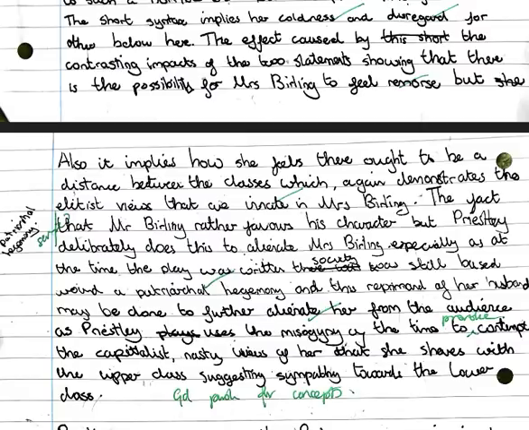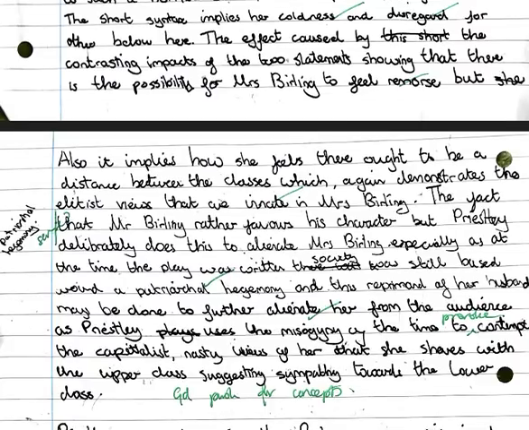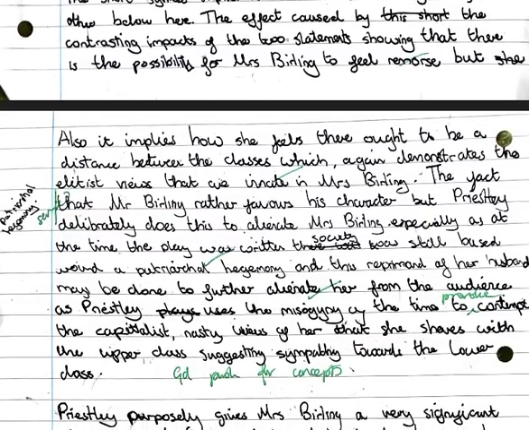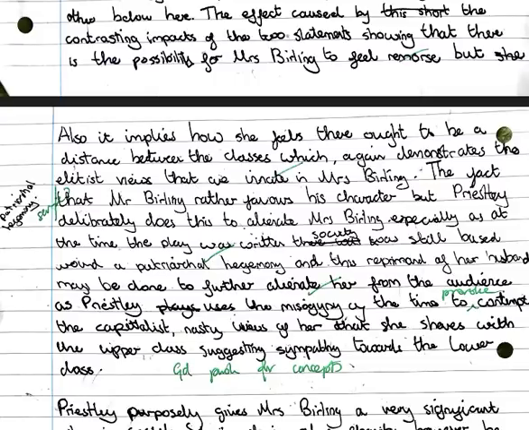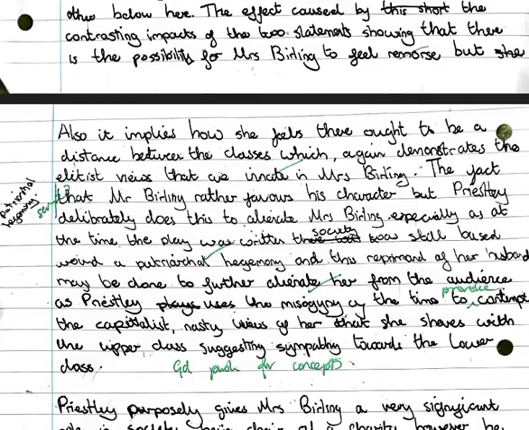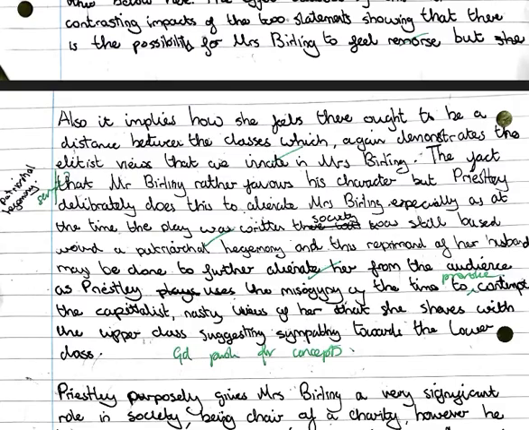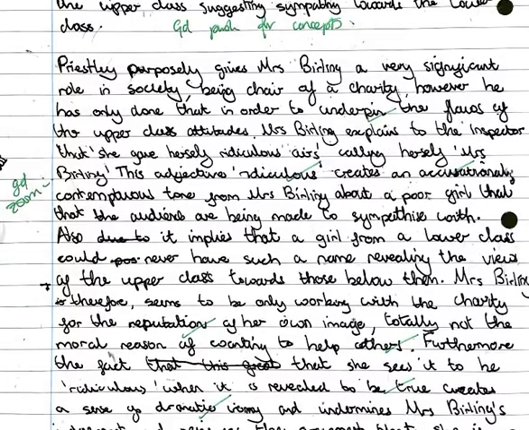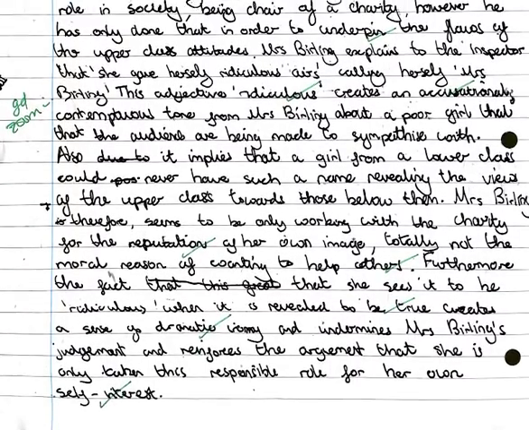The fact that Mr. Birling rather favours his character, but Priestley deliberately does this to alienate Mrs. Birling, especially as, at the time the play was written, society was still based on a patriarchal homogeny, and this reprimand of her husband may be done to further alienate her from the audience, as Priestley uses the misogyny of the time to provoke contempt for the capitalist nasty views of her that she shares with the upper class, suggesting sympathy towards the lower class. Okay, so it's kind of, we hate Mrs. Birling and with it everything she stands for, which is pretty much what the entire text is about, I think.